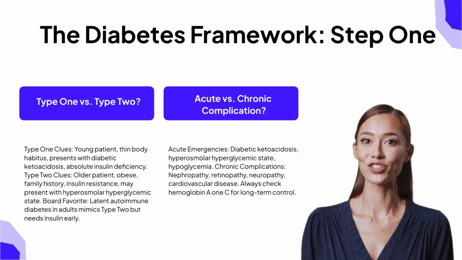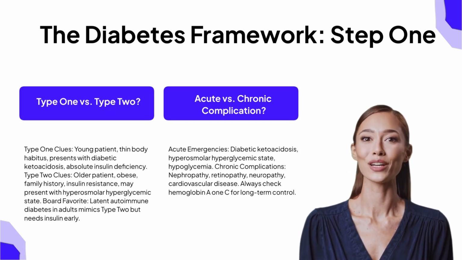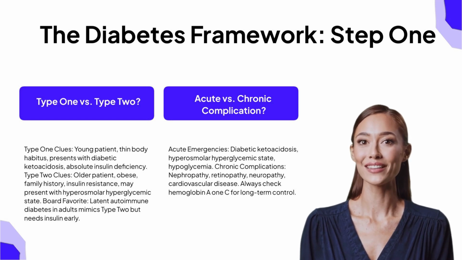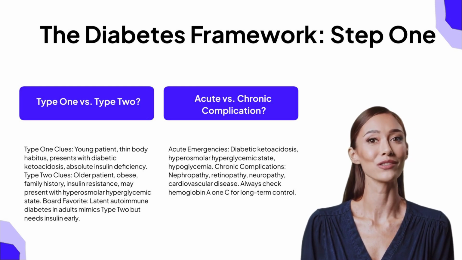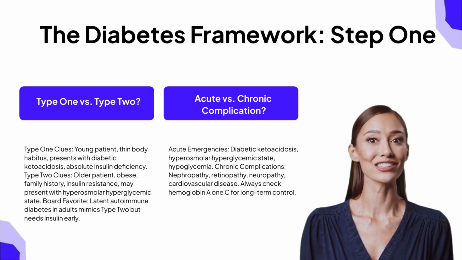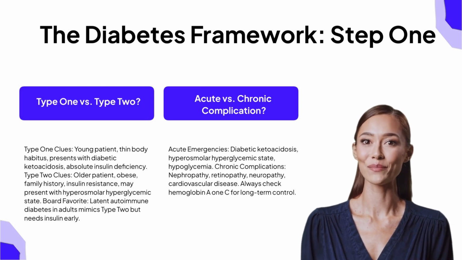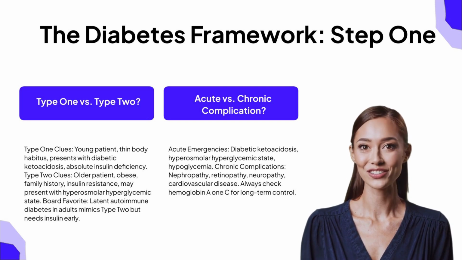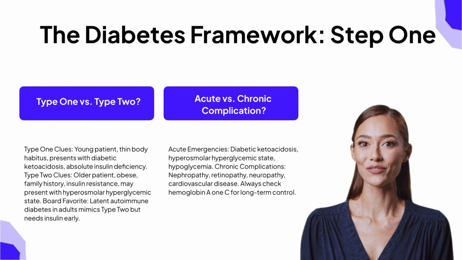The very first thing you should do when you see a diabetes question on your board exam is ask yourself two questions. First, is this type 1 or type 2? And second, is this an acute emergency or a chronic complication? For type 1 versus type 2, look for the classic demographic clues. Type 1 patients are typically young, thin, and present with diabetic ketoacidosis. They have absolute insulin deficiency. Type 2 patients are usually older, overweight, with a strong family history.